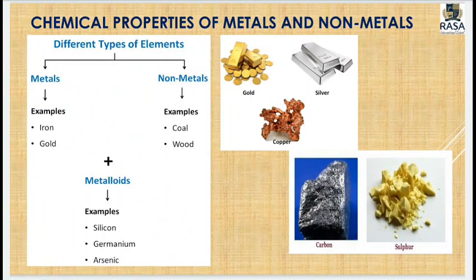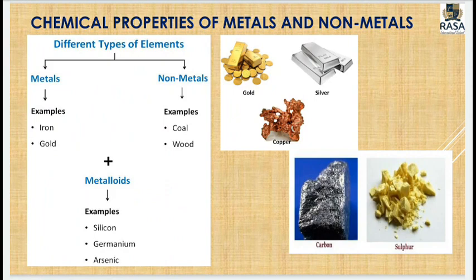So in our previous videos we have understood what are metals and what are non-metals on the basis of their physical properties, but we can't make the surety. So here again we have some list of metals as shown in the figure: gold, silver, copper, and non-metals: carbon, sulfur, coal. Okay, so they are non-metals. Apart from these elements we have metalloids also, which have the properties of metals and non-metals, like silicon, germanium, and arsenic. Okay, so these are some examples of metals, non-metals, and metalloids.